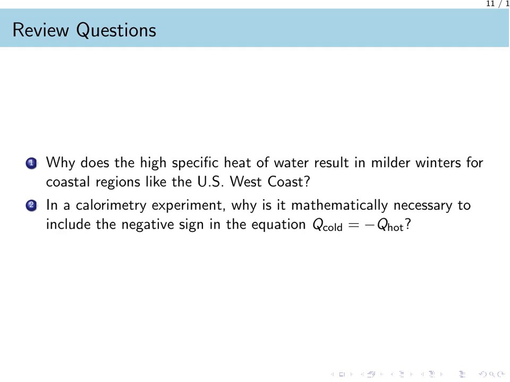To conclude, consider these review questions. First, why exactly does the high specific heat of water result in milder winters for coastal regions, such as the United States West Coast? Think about the direction of prevailing winds and the transfer of energy from the ocean. Second, in a calorimetry experiment, why is it mathematically necessary to include the negative sign in the conservation of energy equation? Consider how the final temperature compares to the initial temperatures of both the hot sample and the cold water, and how that affects the sign of the temperature change for each part of the system.